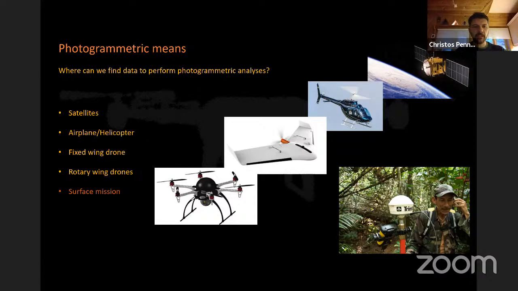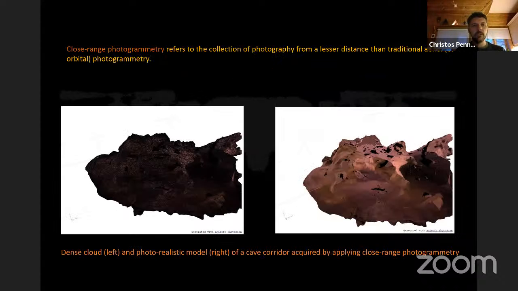And this I have here in a more reddish color, because this method is called close range photogrammetry and refers to the collection of photography from a lesser distance than traditional aerial or orbital photogrammetry. And here I have an example of close range photogrammetry that I made some years ago.